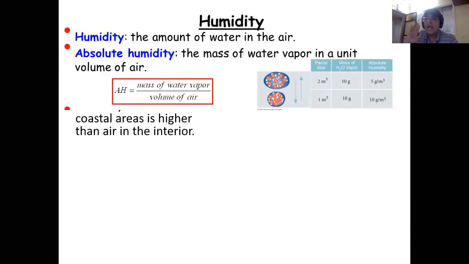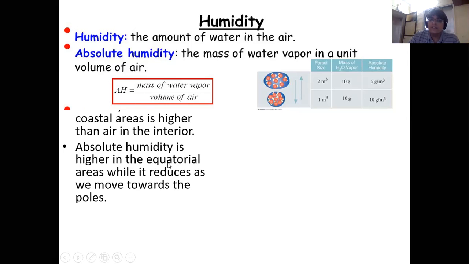Now, absolute humidity क्या होता है? Humidity is the amount of water vapor in the air. Absolute humidity is the mass of water vapor in a unit volume of air. के इतने volume में कितना मेरा humidity present है, that is water vapor present है, that is called as absolute humidity. So its formula is very simple. Mass of water vapor divided by the volume of air. That gives you the absolute humidity, जिसको short form में बोला जाता है AH.